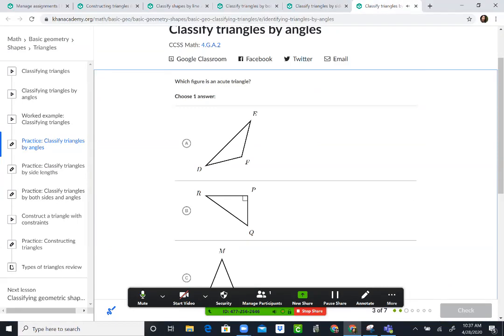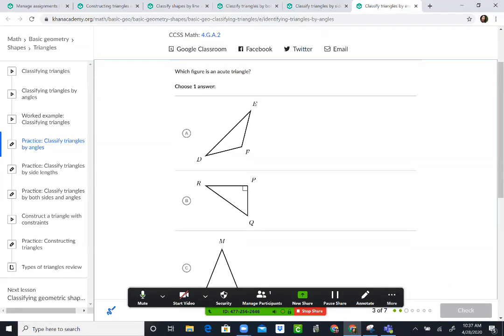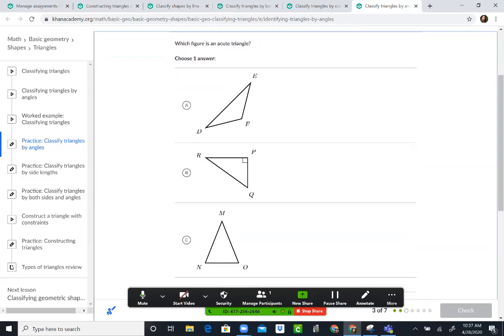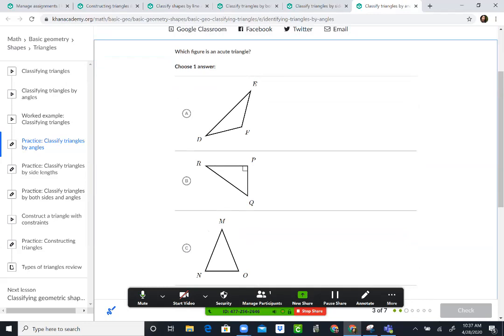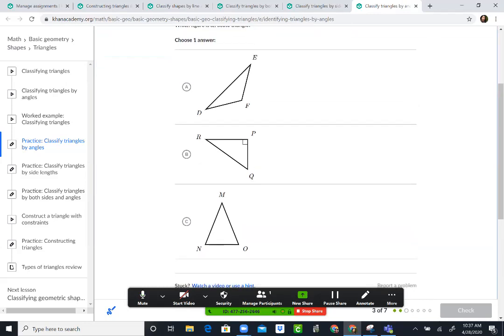It says, which figure is acute? It's obviously not B. B has a square, which means it has a right angle at P, so it's a right triangle. So we're just left between A and C, but A has a very wide angle at F, which would make it obtuse. So it's going to be choice C.